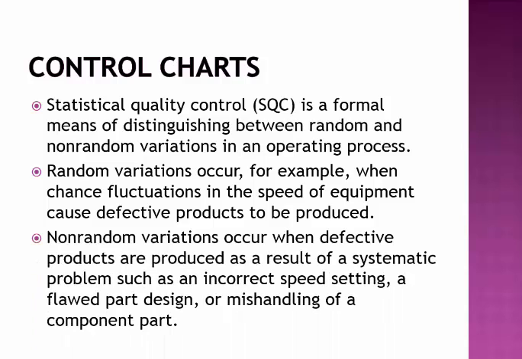Non-random variations occur when defective products are produced as a result of a systematic problem, such as an incorrect speed setting, a flawed part design, or mishandling of a component part.